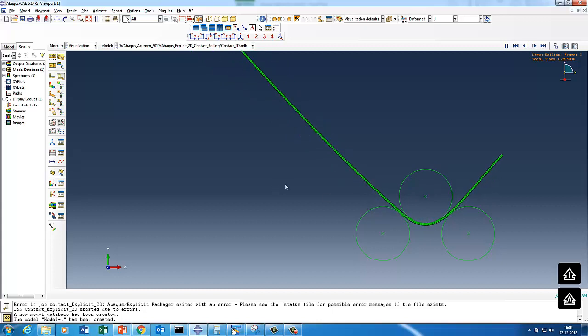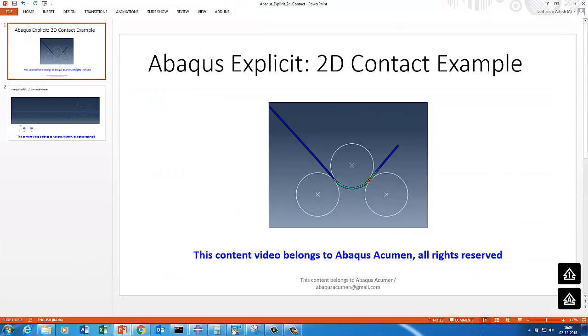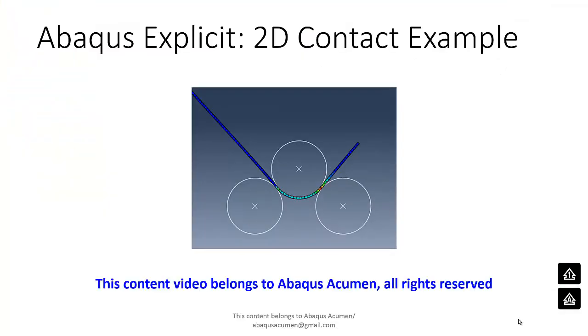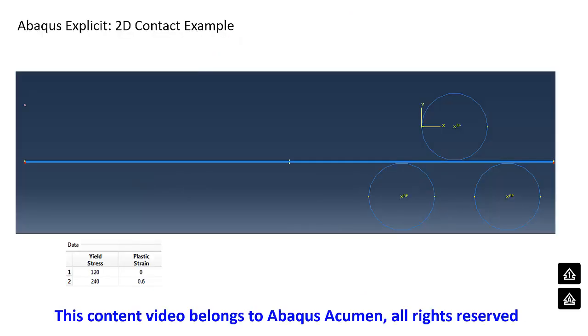Just to quickly go to the drawing board and understand how we are going to do this. We are going to do not a specific example here, but try to demonstrate how we can do a 2D contact example in Abaqus Explicit. All these are rigid. This is the only deformable part, which is 2 millimeter by 400 millimeter, and this has plasticity details.